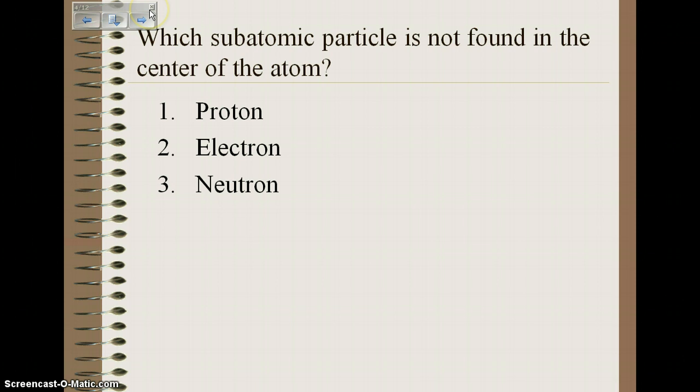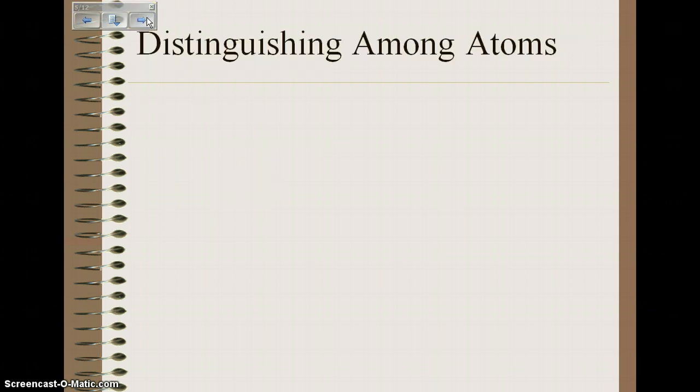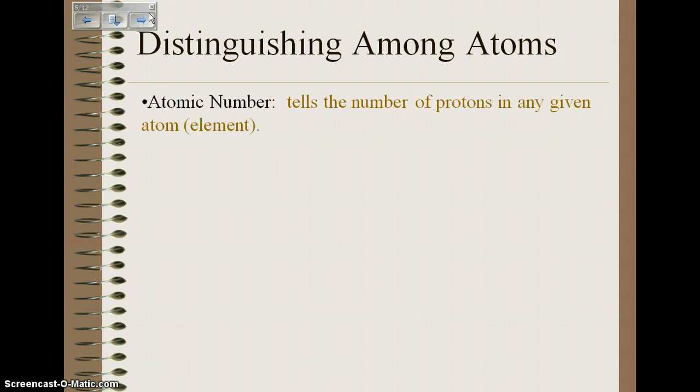Which subatomic particle is not found in the center of the atom? Number 1, the proton. Number 2, the electron. Or number 3, the neutron. Of course, the correct answer is the neutron. Correction, the electron.